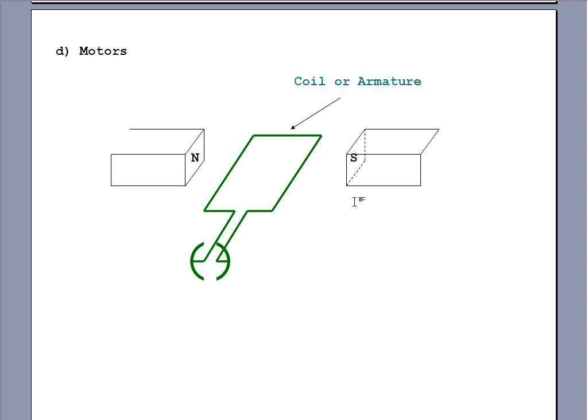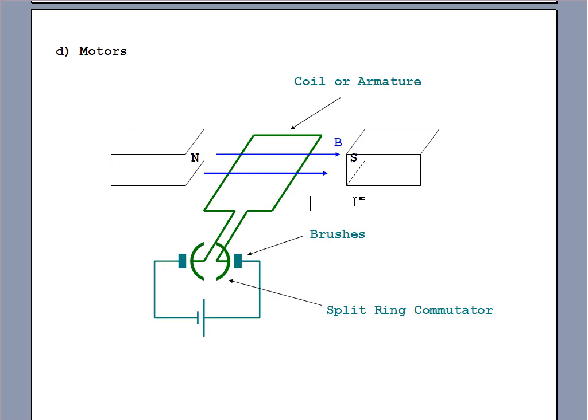So that could be called the coil, or you can call it the armature. Either is fine. And it's going to be bathed in this magnetic field. Now we need to get some electricity, so let's connect it up to a battery with that little rotating connection. So the rotating connection is called a commutator. This particular design is called a split ring because it's two halves of a ring.